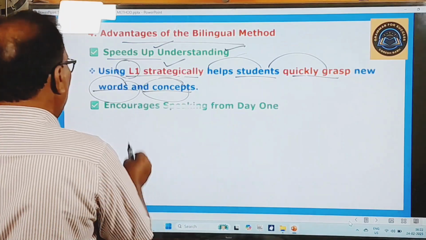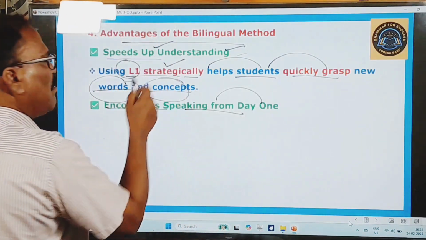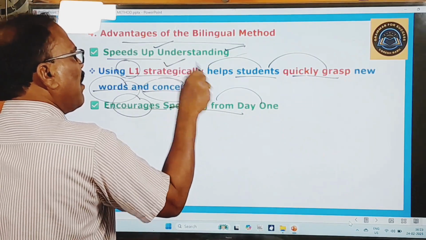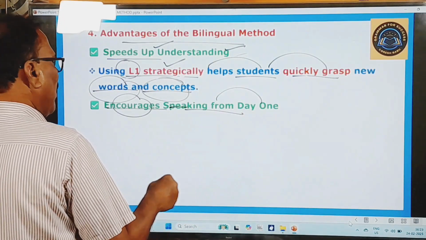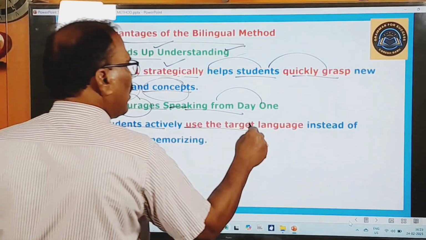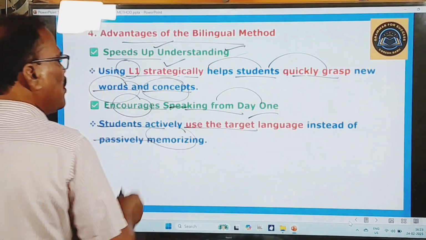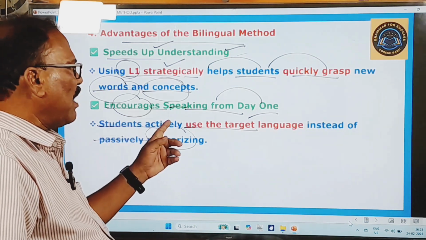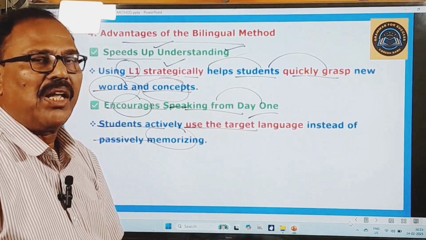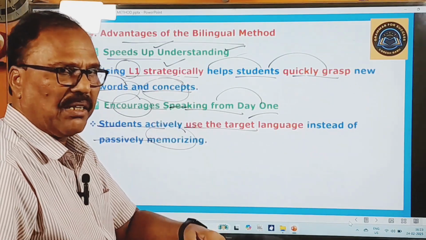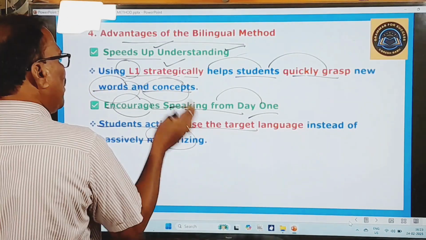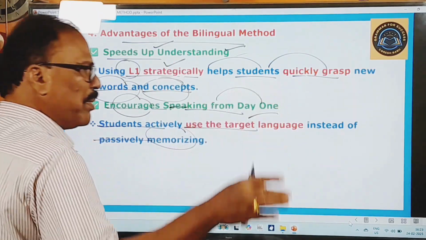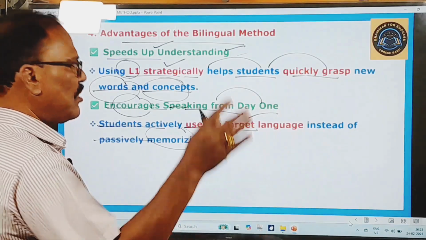And you move on to the next one, encourage speaking from day one. So in this bilingual method, the students are encouraged to speak only in the target language from day one. That means from the beginning. How? Let the students actively use the target language instead of passively memorizing. So here in this bilingual method, the students make use of the target language right from day one, and they stop using their mother tongue as far as possible. So in this way, the teachers encourage them to make use of only the target language in the school premises, in the classroom. So that is there, right?